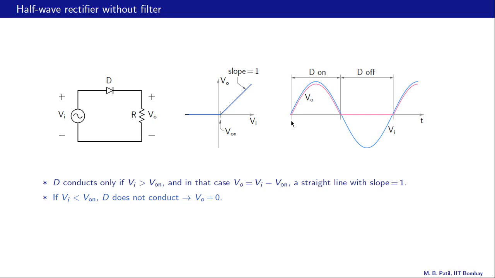Here is the time domain picture. The blue waveform is the input waveform and the pink one is the output voltage waveform. D is on in this interval and it is off in this interval. And when D is on, these two are not exactly coinciding, and that is because of this small V on voltage drop across the diode.